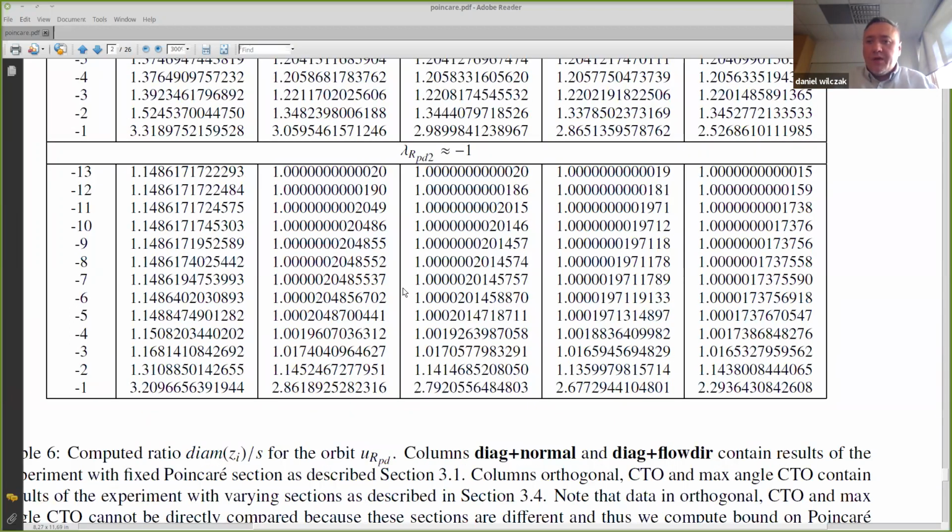And moreover, I would like to emphasize that these numbers cannot be compared directly because what we are computing are different sets on different sections. So, for example, we integrate a different set of initial conditions because we are starting from different sections.